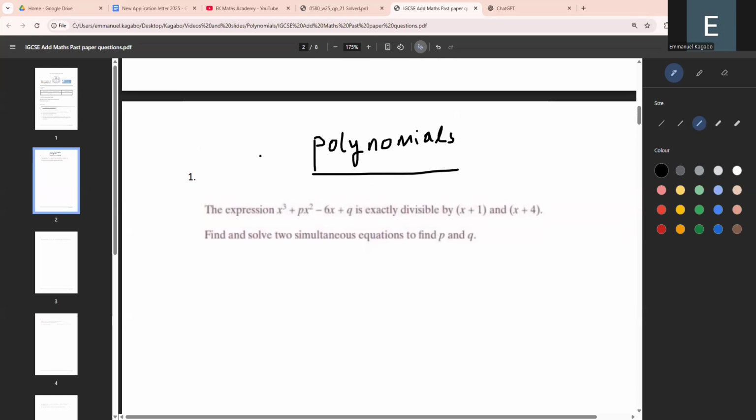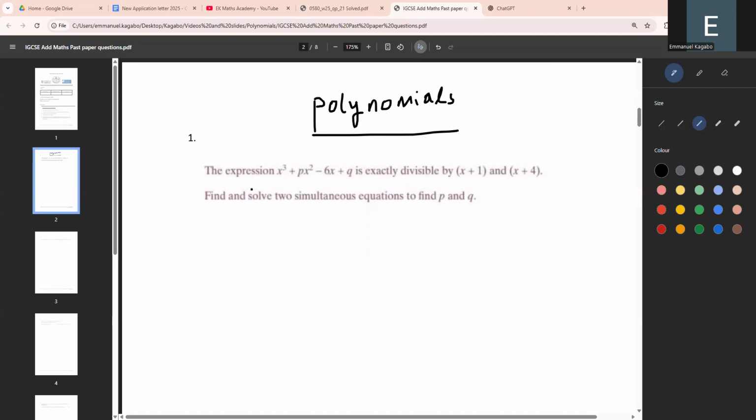Today's topic: past paper questions on polynomials, solving polynomials. These questions are very important and very common in additional math exams and IBDP exams. So this is question 1. Okay, let us start. Are you ready, guys?